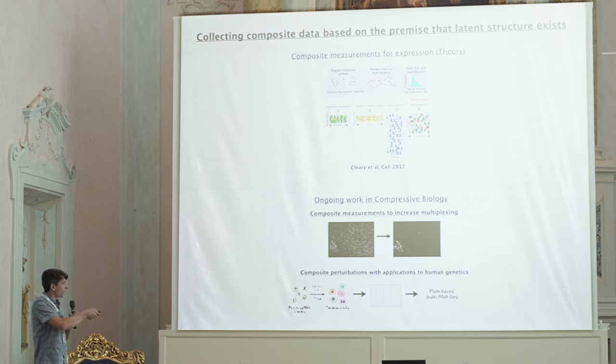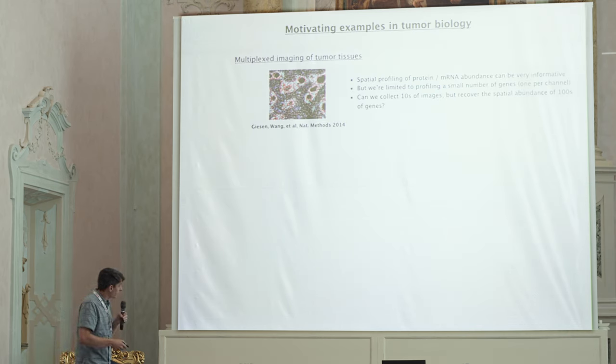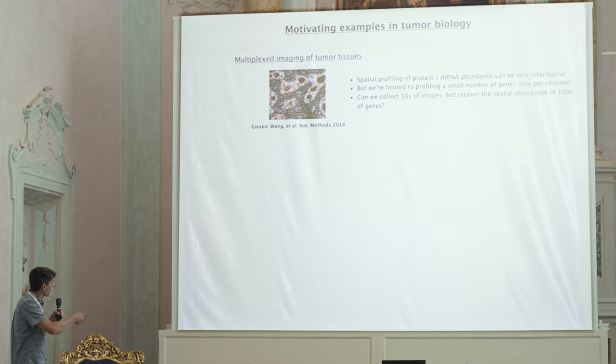And we have a lot of ongoing work that's applying this sort of theoretical work in the lab to, for example, increase multiplexing capabilities for spatial profiling or to make gene expression profiling more efficient in general, and also to understand genetic interactions and to understand the effects of genetic perturbations. So I'll talk about this first and then the actual examples that we have going on. And then at the end, if I have time, I'll also get to how we can apply the same mathematical ideas to study evolution.